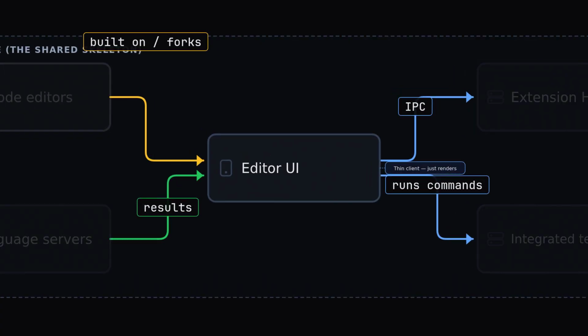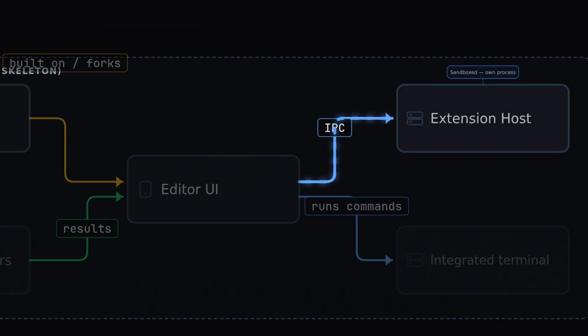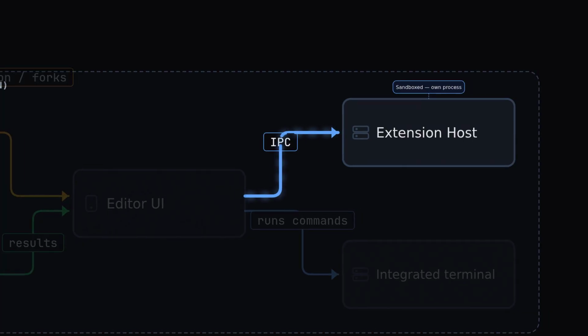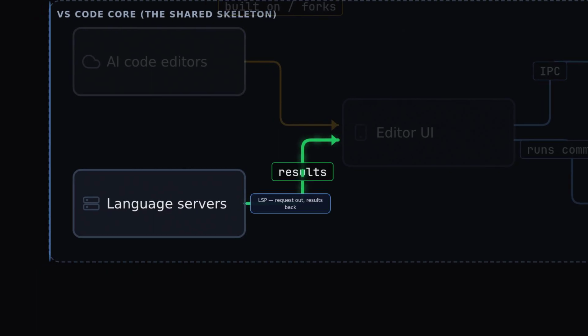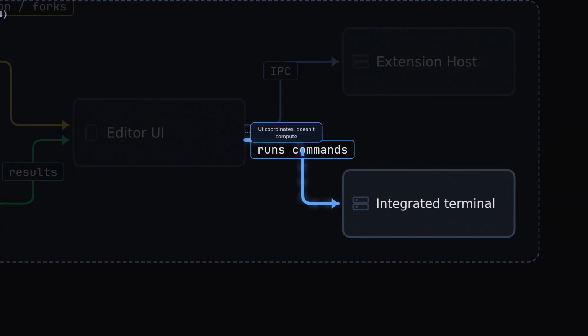The editor UI draws the screen. The extension host runs your extensions, safely sandboxed. Language servers power autocomplete and go to definition. The terminal runs your commands. Four separate processes that the editor on screen only coordinates.